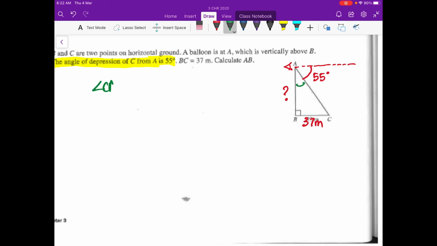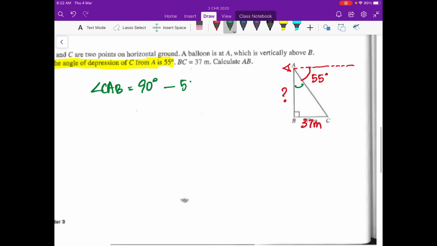Angle CAB is 90 minus 55. And we get 35 degrees. So this is 35 degrees. Then what do we do from here? Got 35 degrees, then so what? We need to involve these 2 lengths.